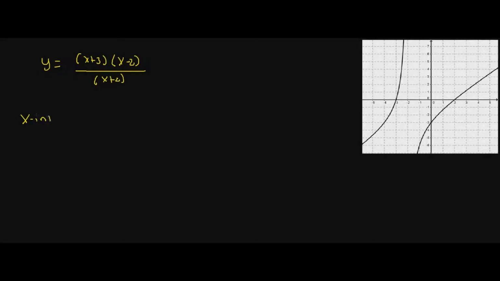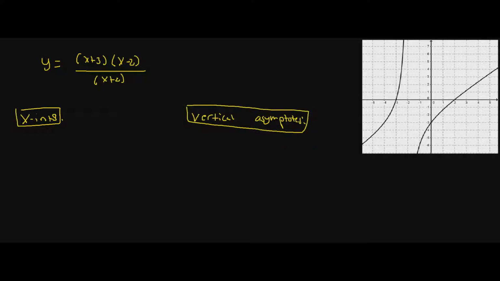So let's say this problem is asking for the x-intercepts, and it's also asking for the vertical asymptotes. All right, well, one thing that we could do is just look at the graph. We know our x-intercepts are right there at -3 and 2. And if you look carefully, you can see that our vertical asymptote occurs at -2, right? Kind of what we talked about before in the last video.